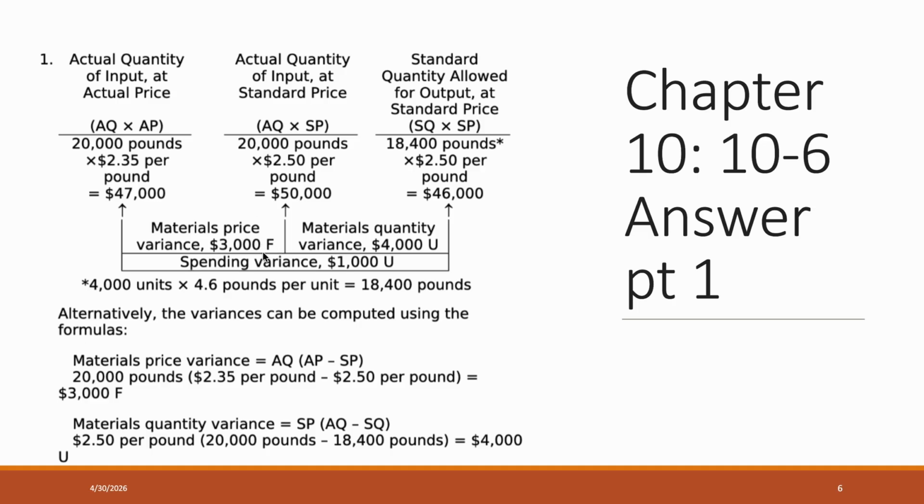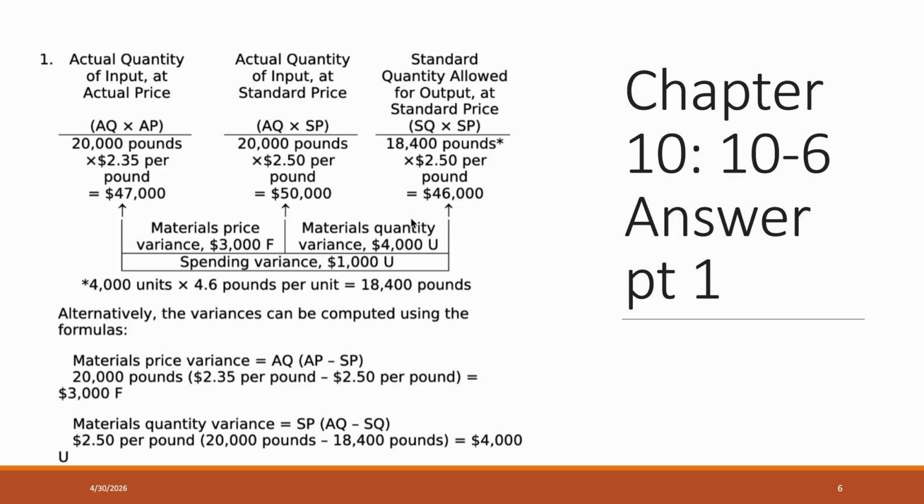And this is going to be favorable as we spent less money than what the standard total cost would be. So the standard total cost would be $50,000, but we only spent $47,000. So we have a $3,000 favorable variance.